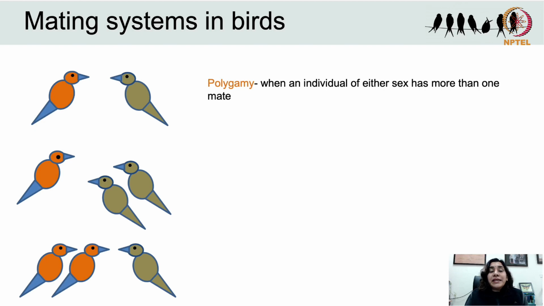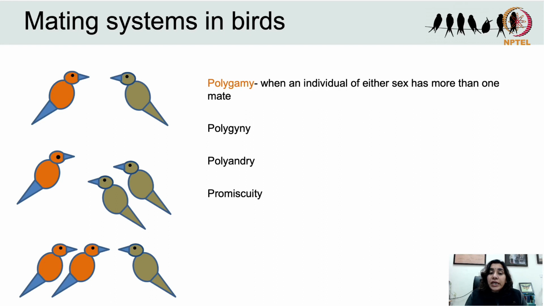The other mating system is polygamy, and polygamy refers to a mating system wherein one of the sexes has multiple partners. Polygamy can be of three types: polygyny, polyandry, and promiscuity. A mating system in which a male mates with multiple females but a female mates with only one male is called a polygynous mating system.